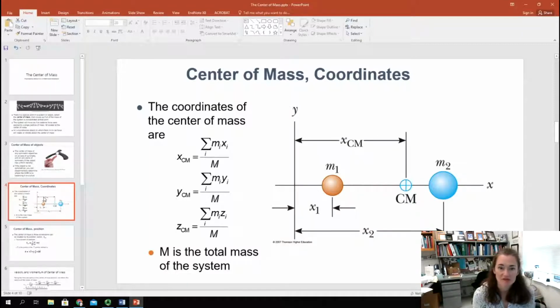The y center of mass formula is also similar: the sum over i of m_i times y_i over big M. And z_CM is the sum over i of m_i z_i over big M. Here, i is just the indicator in the summation, and you would sum over however many objects you have. For example, for this simple system with two objects, M1 and M2, it would be a sum over i from 1 to 2, right? You would have M1 x1 divided by M total plus M2 x2 divided by M total. All right?